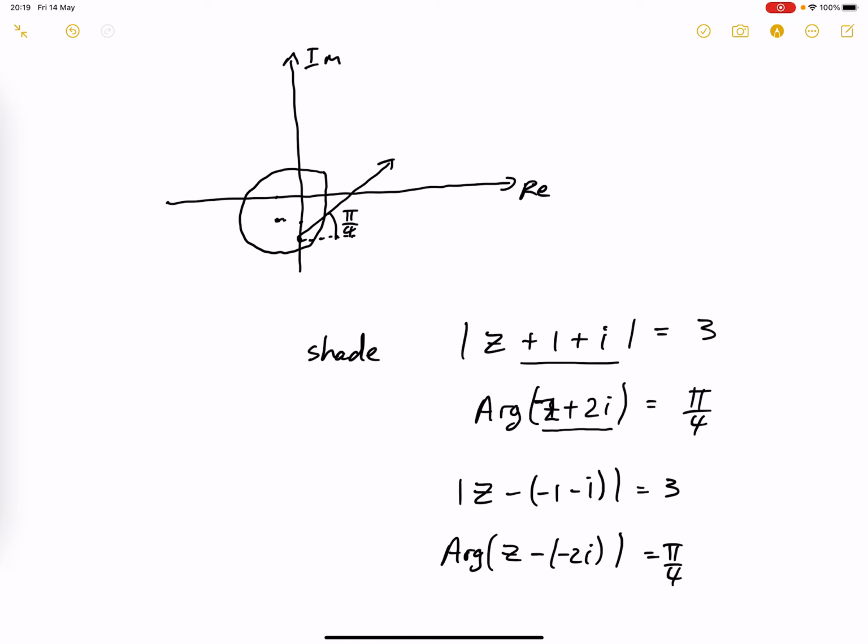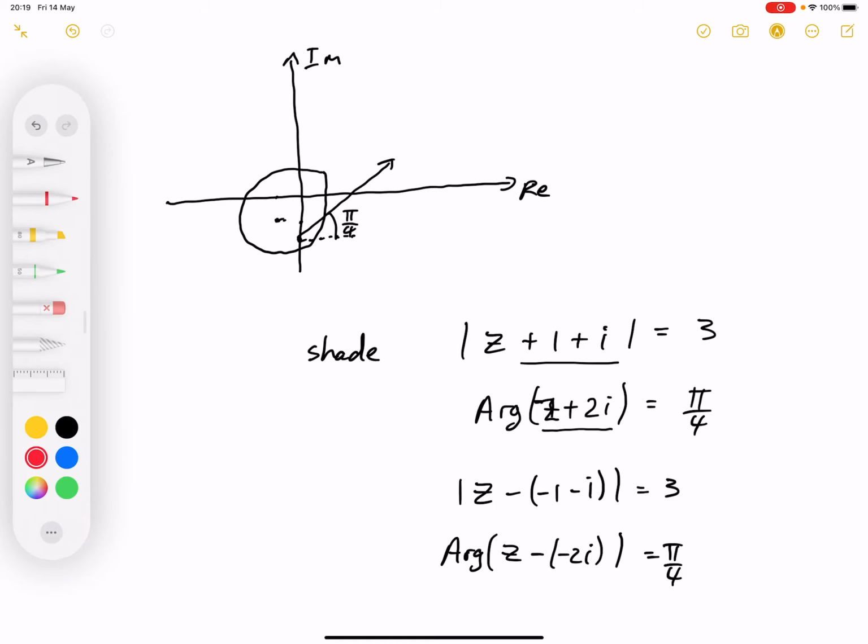So our region enclosed is, I'll put it in colour. Our region enclosed is this region here.